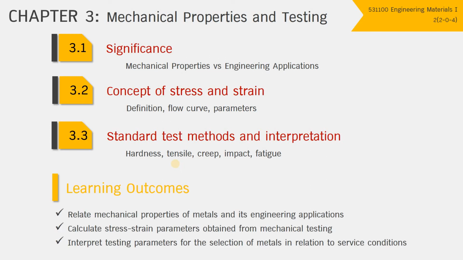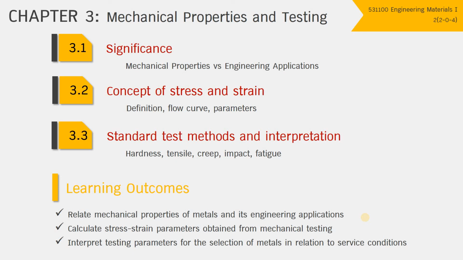By the end of this chapter, the learning outcomes include, first, to relate mechanical properties of metals and its engineering applications. For example, if you think about the suspension bridge, what kind of force is most related to its application? What kind of property is the most important? Of course, that is strength of materials. You may think of the strength of the steel cable that's used for that application.